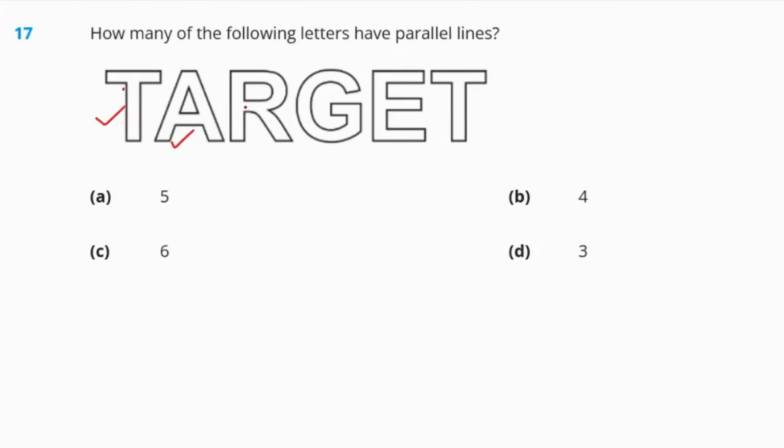A has parallel lines. Here again, R has parallel lines. G also has parallel lines. And E also has parallel lines. Here, all the letters have parallel lines. So the correct option is option C, that is 6.